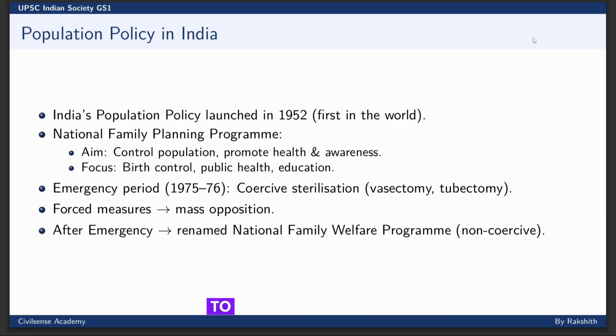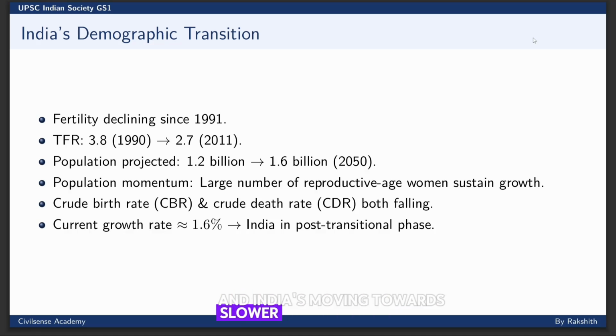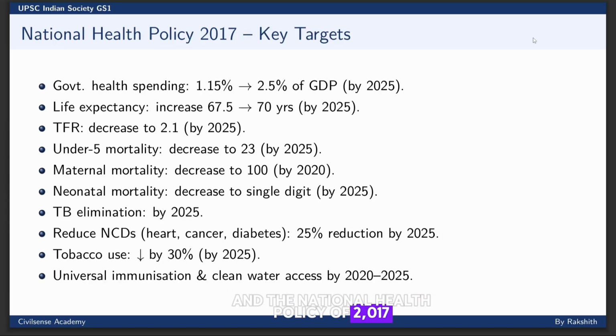India was the first country to adopt a population policy in 1952. The emergency period showed the dangers of coercion. Since then, policy has shifted towards welfare, choice, and education. And India is moving towards slower population growth, though momentum will keep numbers rising. We are approaching a post-transitional phase. And the National Health Policy of 2017 focused on improving healthcare access and life expectancy and reducing mortality. It reflects a shift from population control to human development.